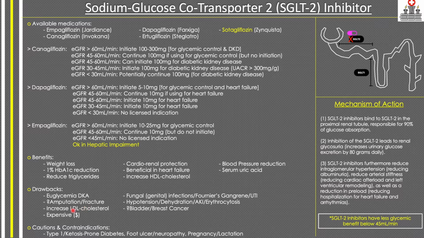Again, these medications are relatively new, less than 10 years old, and they're quite expensive. Now, because there's excess urination of glucose, there's an increased risk of genital fungal infections, Fournier's gangrene, which is a type of necrotizing fasciitis of the perineum, and urinary tract infections.